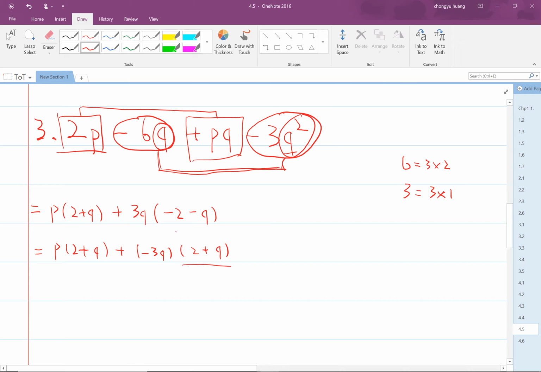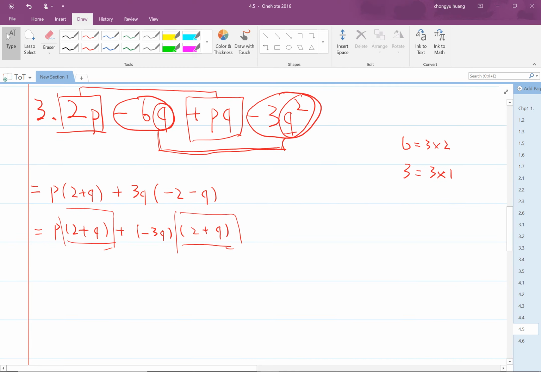So now you see 2 plus q and then 2 plus q, right? So now 2 plus q is actually the greatest common factor among those two terms. So basically we just finished the factoring. Okay, so basically that's the idea of how you solve this kind of problem.